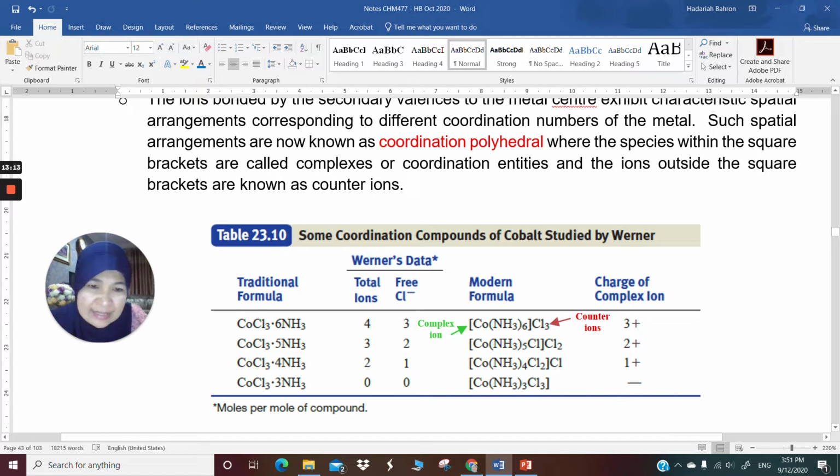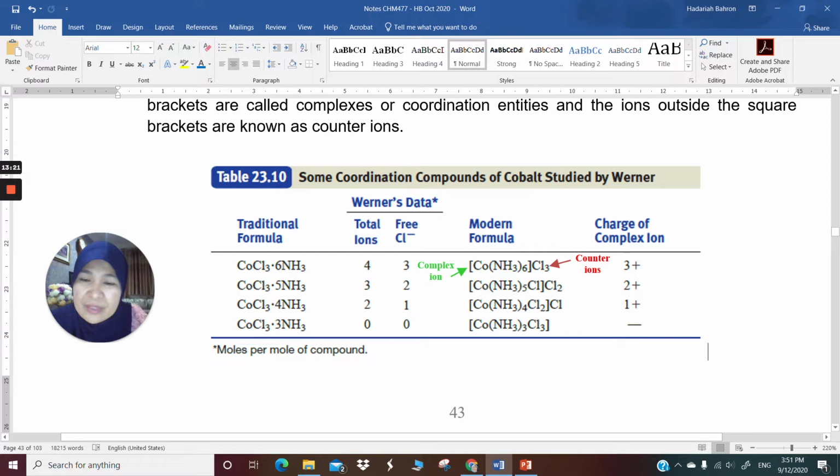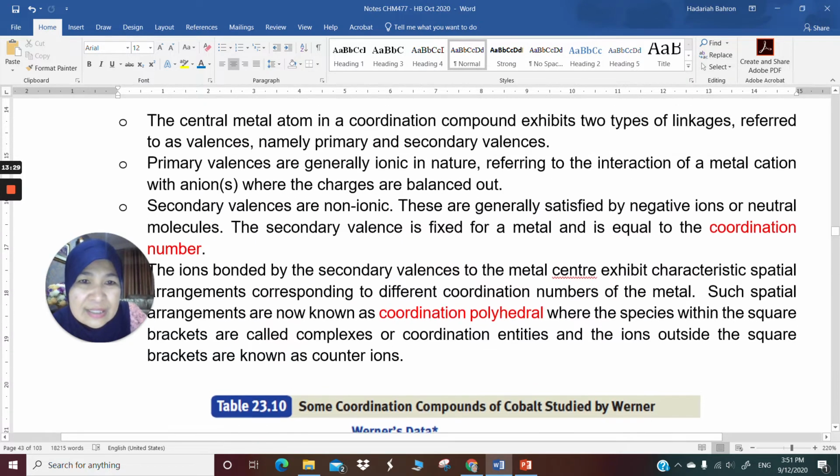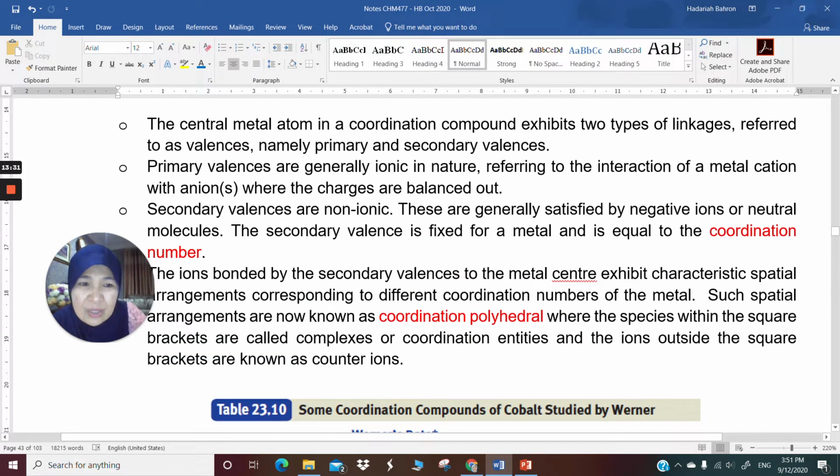That is why when Werner reacted this compound with silver nitrate, the silver will pick up these 3 chloride. Whereas in here, you have CoCl3·5NH3. The cobalt, remember, has a coordination number of 6. Here it says the coordination number.